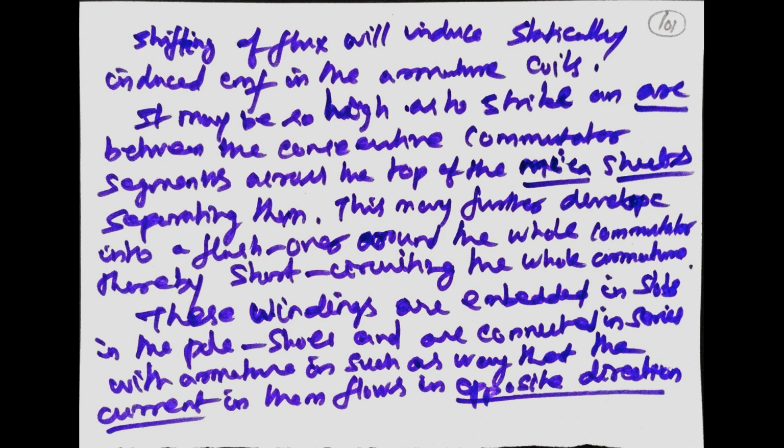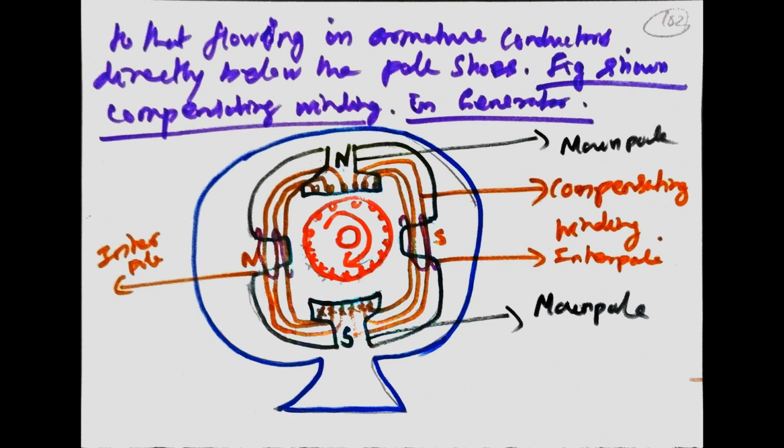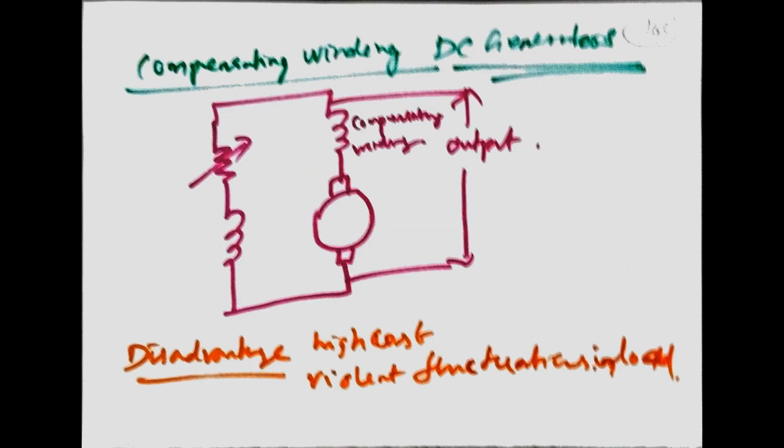These windings are embedded in slots in the pole shoe and are connected in series with the armature in such a way that the current in them flows in the opposite direction to that flowing in the armature conductors directly below the pole shoes. The figure shows the compensating winding in the generator: the black pairs N, S are the main poles, and the brown lines are the compensating winding.